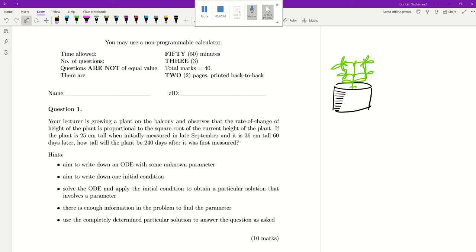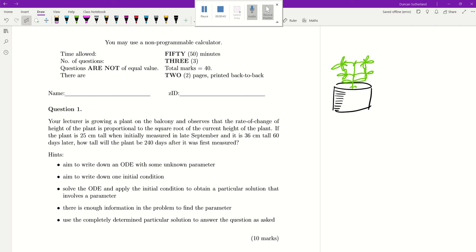Your lecturer is growing a plant on the balcony and observes that the rate of change of height of the plant is proportional to the square root of the current height of the plant. If the plant is 25 centimeters tall when initially measured in late September, and it is 36 centimeters tall 60 days later, how tall will the plant be 240 days after it was first measured?